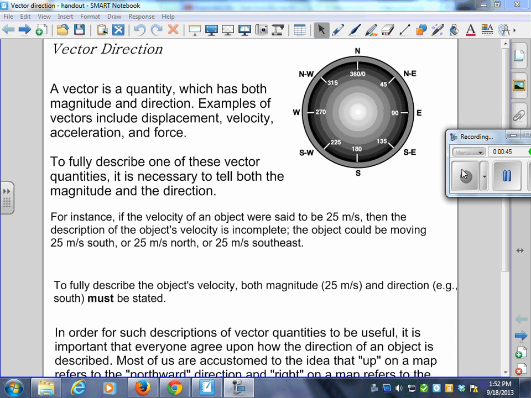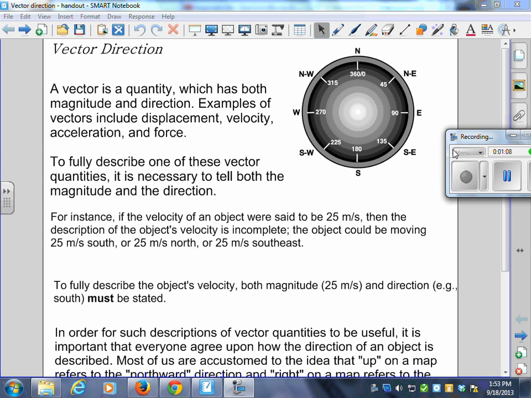For instance, if the velocity of an object were said to be 25 meters per second, then the description of the object's velocity is incomplete. The object could be moving 25 meters per second south, north, southeast, or any other direction. To fully describe the object's velocity, both magnitude and direction must be stated. Otherwise, supervillain Vector will not be happy.